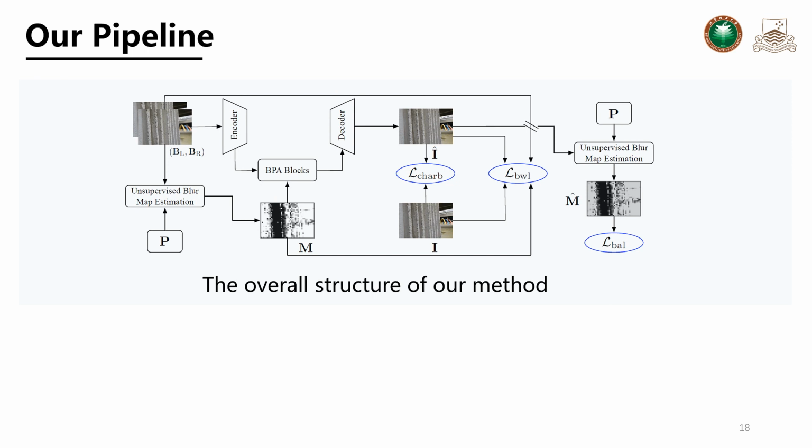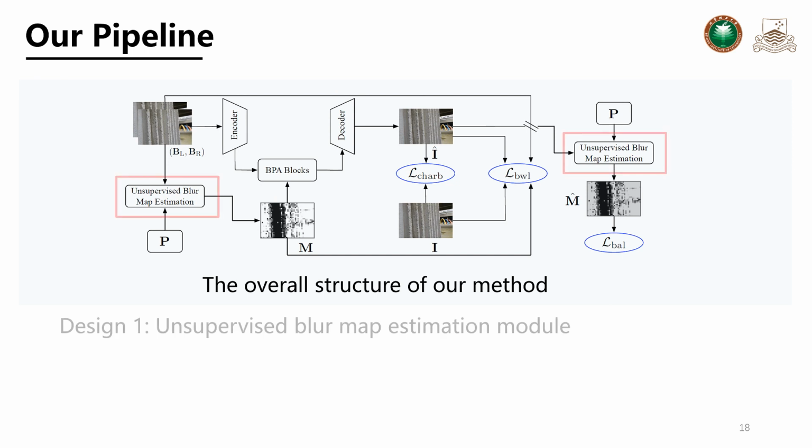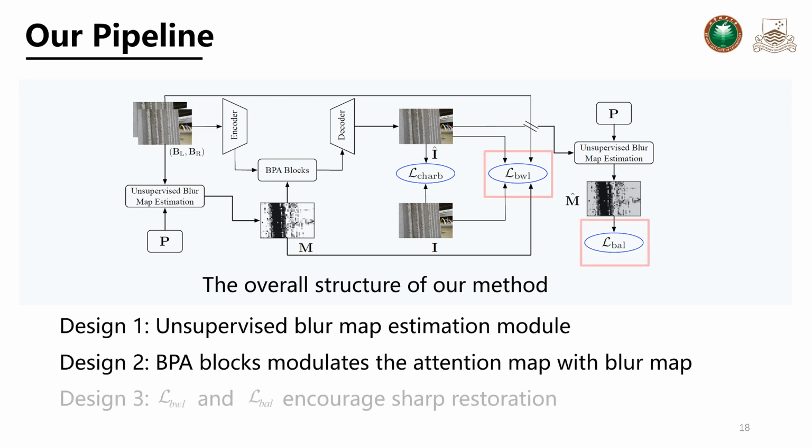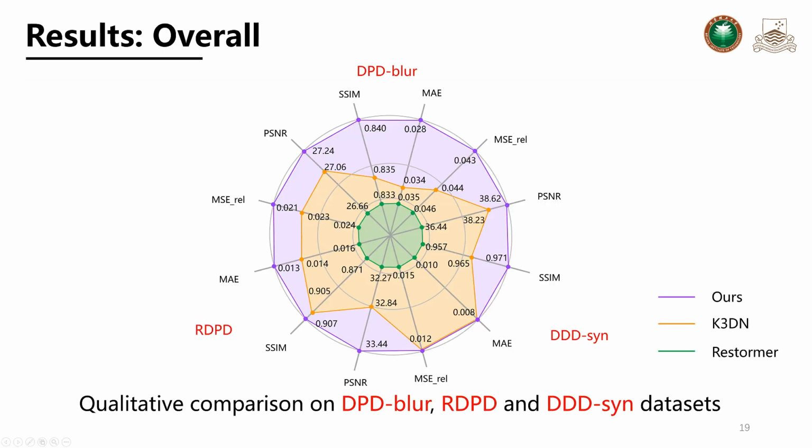This is our general framework. It contains three designs: a CLIP-based blur map estimation module, a blur prior attention module, and two blur map-based loss functions. We compare with state-of-the-art methods on three datasets. Quantitative results demonstrate that our method achieves state-of-the-art performance.